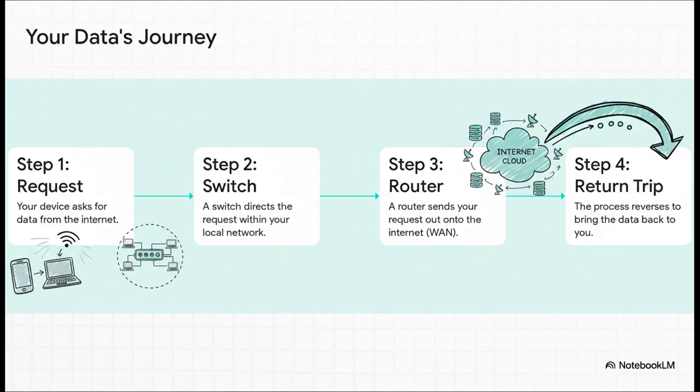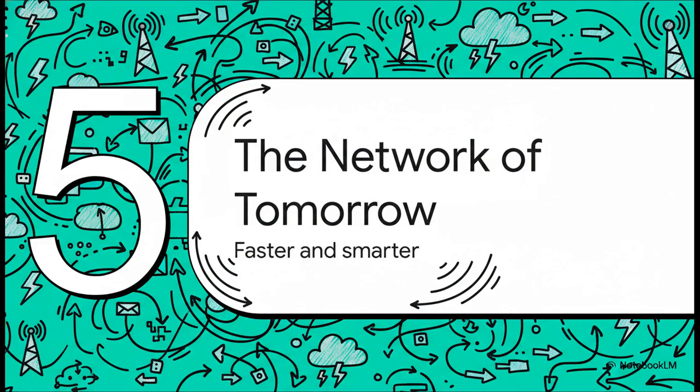When you type in a website, your request goes from your device, gets directed by a switch inside your home network, over to your router. That router then sends your request out onto the internet, the WAN. The request finds where it needs to go, and then that whole process happens in reverse to bring the website's data all the way back to your screen, all in a fraction of a second. This entire system, as you can imagine, is constantly evolving, and the next generation of network technology, it's already here, and it's promising connections that are way faster and more responsive than anything we've ever seen before.